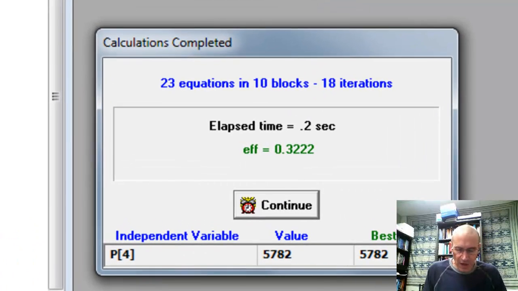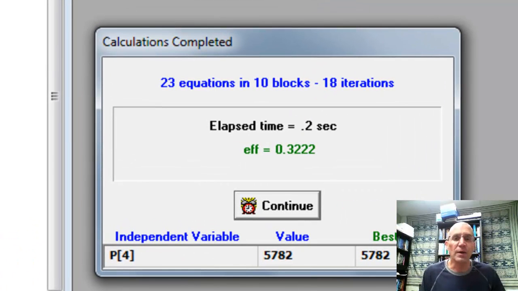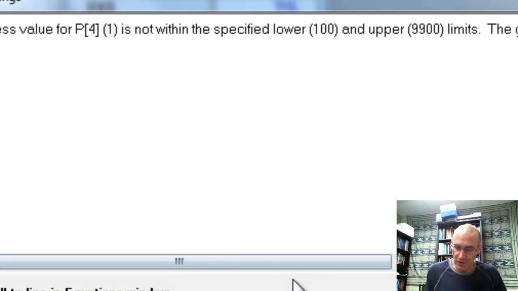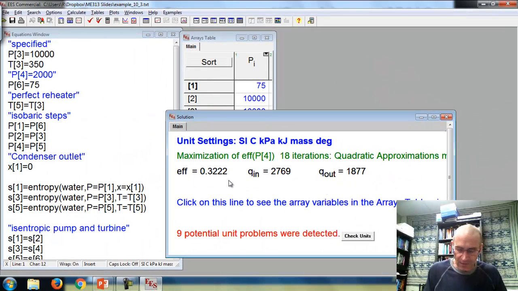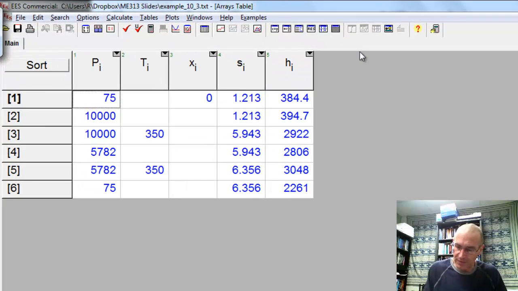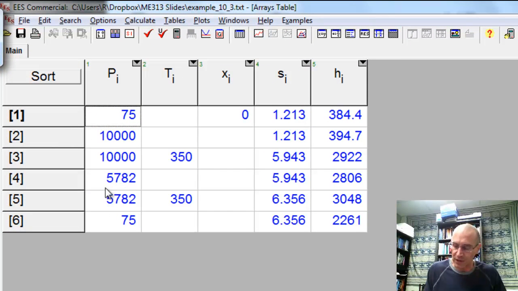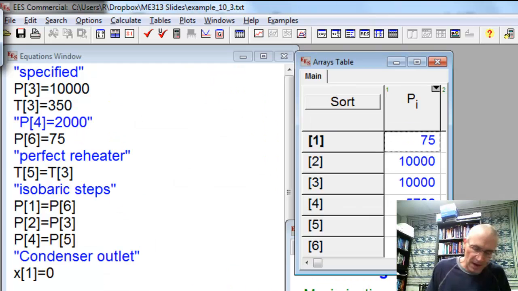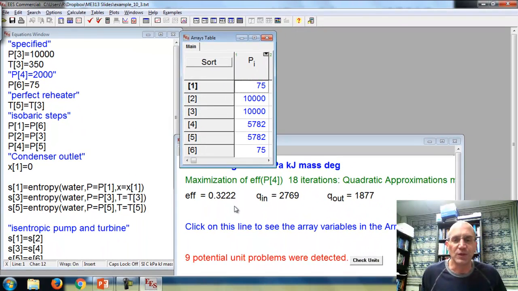So if I go ahead and do this, it optimizes it for me. I found that the efficiency I could get as high as 32.22%, and that would occur at a P4 of 5782. So clearly, 5782 would have been the ideal intermediate pressure to have. So here we have it. Problem solved, 5782. These are all of my other values, and my maximum efficiency is 32.22.